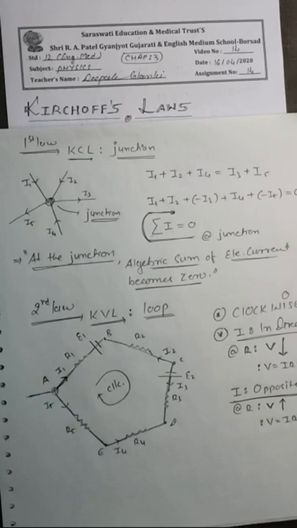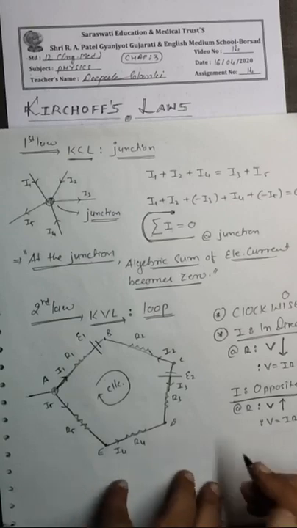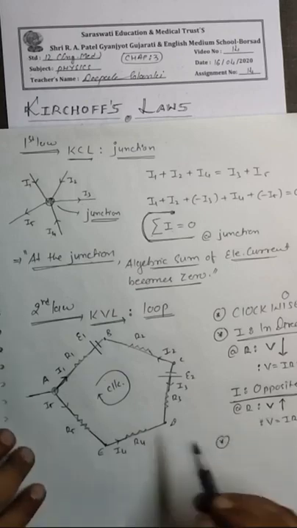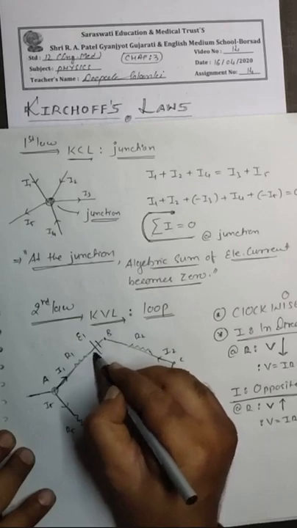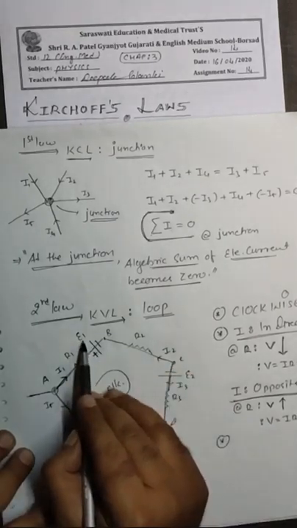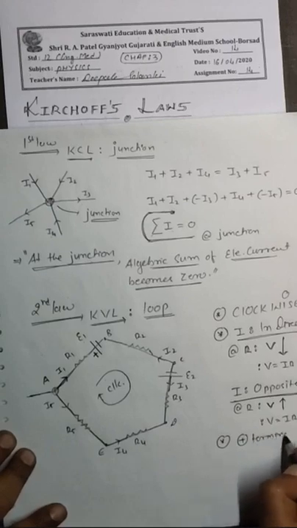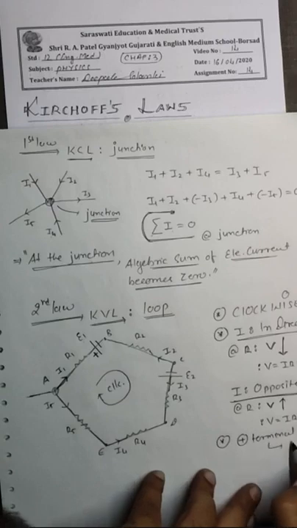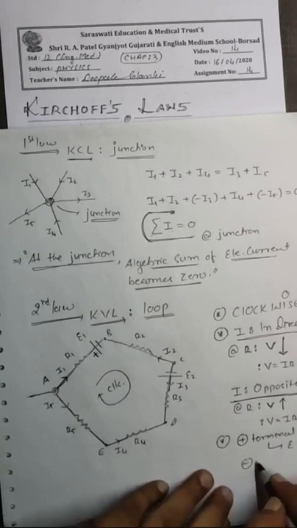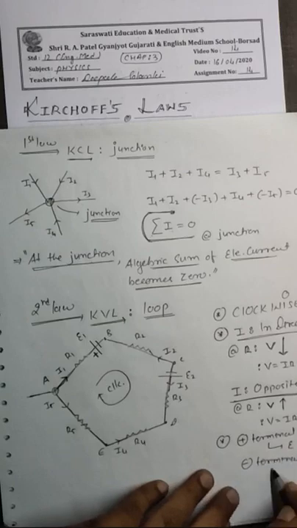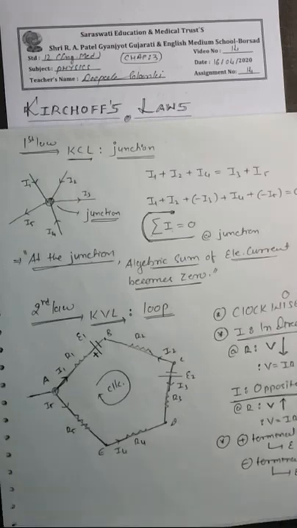Okay? Then the third sign convention is here. Which is it? If in the direction you have the positive terminal of a battery, then its EMF is taken as negative. Means if there is a positive terminal of a battery, its EMF is taken as negative. And if there is a negative terminal of a battery, its EMF is taken as positive. So these are the rules for sign convention.